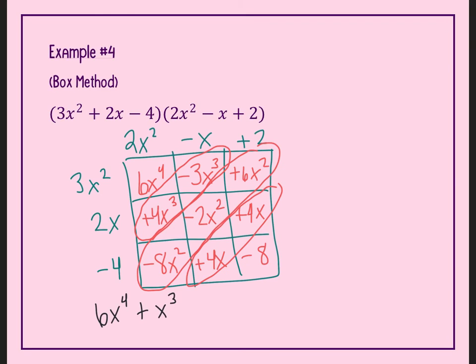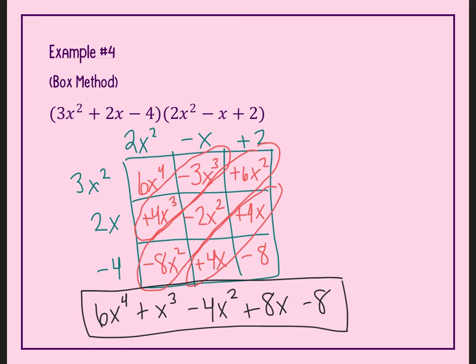You don't need the 1. Next, my x squareds. Negative 8 minus 2 is negative 10. Negative 10 plus 6 will be negative 4x squared. Then I have 4x plus 4x, and I get 8x, and I'm going to bring down that negative 8 at the end. So this is how to do it using the box method.